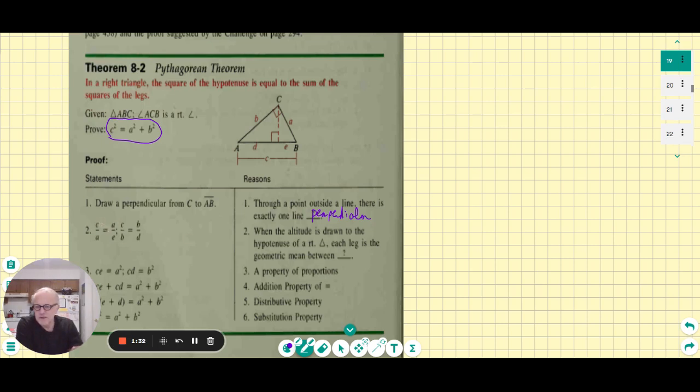Now we set up these ratios. C over A equals A over E. And also C over B equals B over D. So that comes from the previous section where when we drew an altitude to the hypotenuse of a right triangle, then each leg is the geometric mean between the hypotenuse and one of its segments.